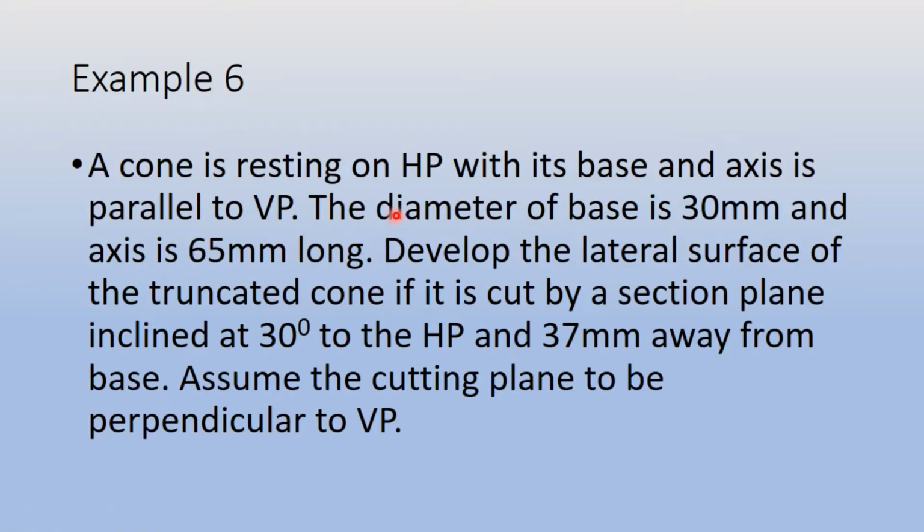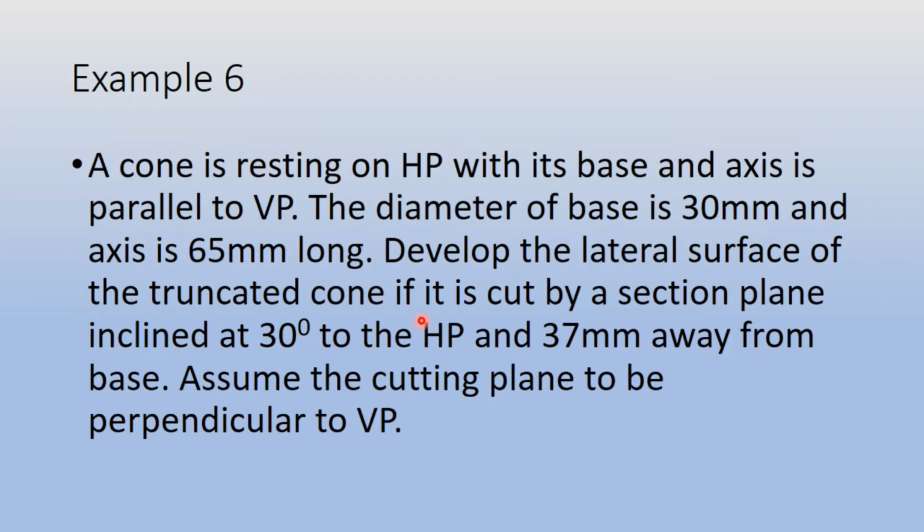Example 6. A cone is resting on HP with its base and axis parallel to VP. The diameter of base is 30 mm and axis is 65 mm long. Develop the lateral surface of the truncated cone if it is cut by a section plane inclined at 30 degrees to the HP and 37 mm away from the base. Assume the cutting plane to be perpendicular to VP.